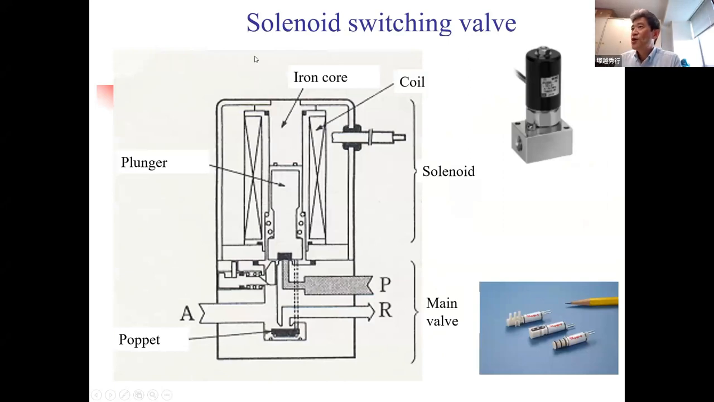And this is the structure of the solenoid switching valve. And the former part is placed here. And this rod itself is driven by the coil. And it is widely used for switching the valve.